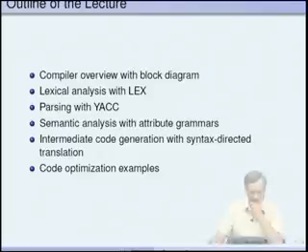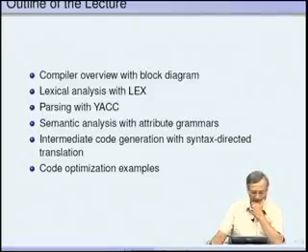This is a lecture about the overview of a compiler. In this lecture we will go through a block diagram of a compiler and look at the various phases of a compiler. For example, there is a lexical analysis phase, a parsing phase, semantic analysis, intermediate code generation, code optimization, and also machine code generation. We will look at each phase with some examples and a minor description of what is happening.